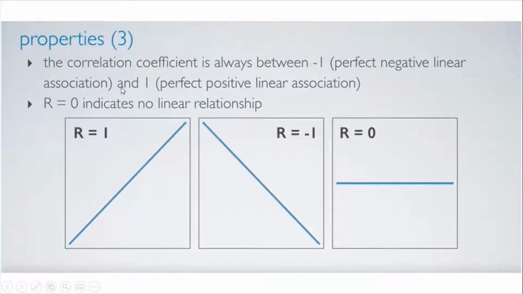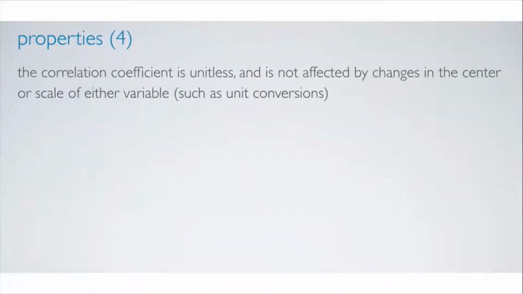The next one is that the correlation coefficient is unitless. There is no unit because it is a ratio. It is the ratio involving the standard deviation of x and y. So it is basically unitless, and it is not affected by changes, like if you convert the unit.